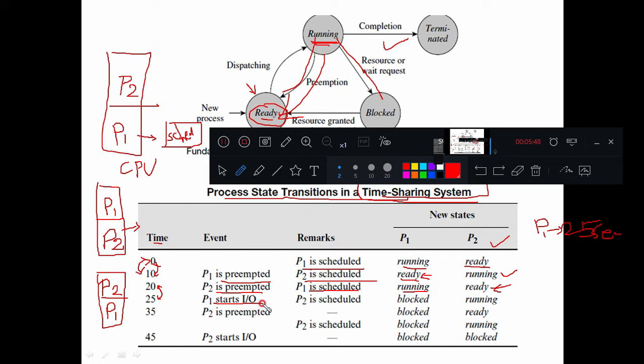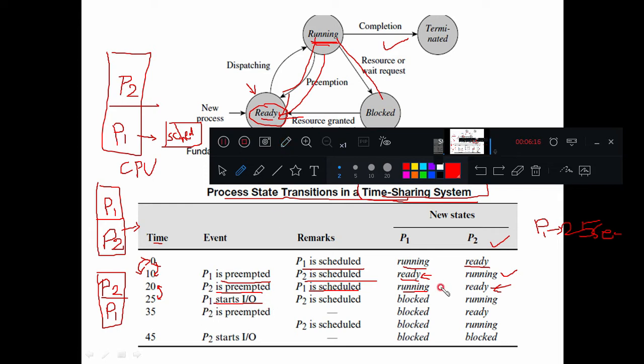This example I have already explained in the time sharing system class of operating systems, in which I took two processes and explained when they start the IO operation, or when they execute on the central processing unit. So after 5 seconds, let us say P1 starts IO operation.